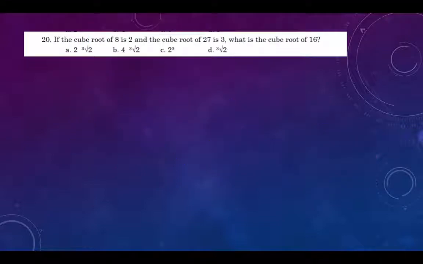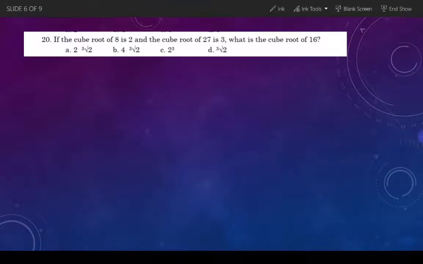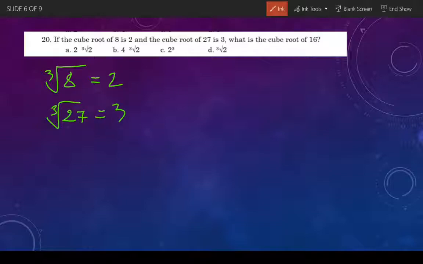Next, we have number 20. If the cube root of 8 is 2, kasi 2 times 2 times 2, tatlong beses na 2, ang sagot ay 8. And then, the cube root of 27 is 3. Kasi 3 times 3 times 3 is equal to 27. Or pwede natin siyang gawin na ganito. Cube root of 2 cube. Cube root of 3 cube.